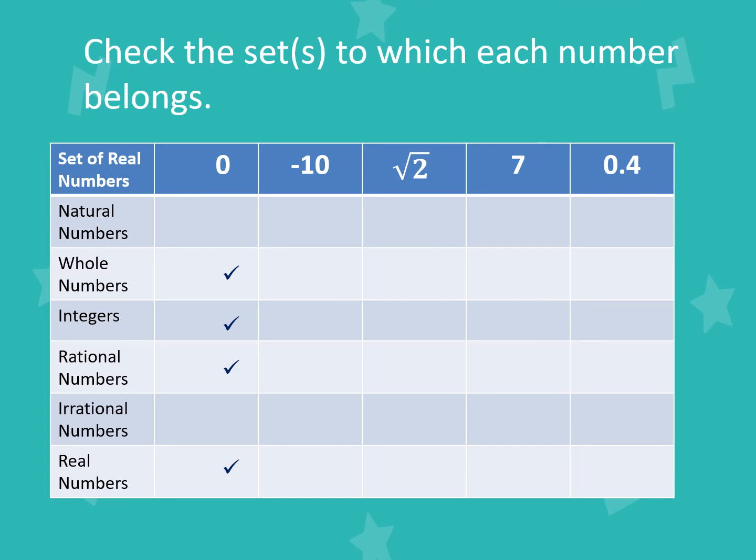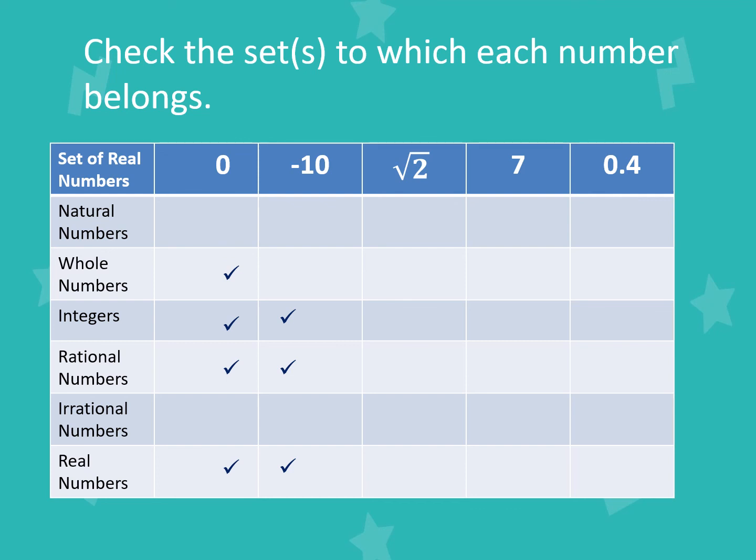Next, let's have negative 10. Negative 10 is not a natural number. It's not a whole number. It's an integer. Correct. So, since integer is a subset of rational number, therefore, negative 10 is a rational number. And of course, it's a real number.